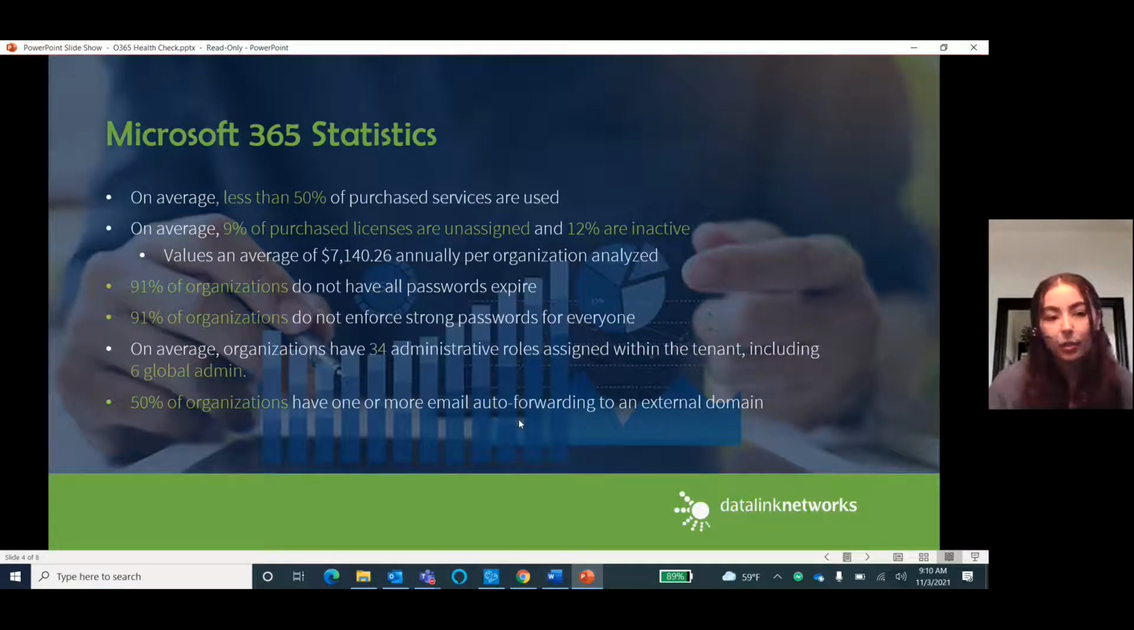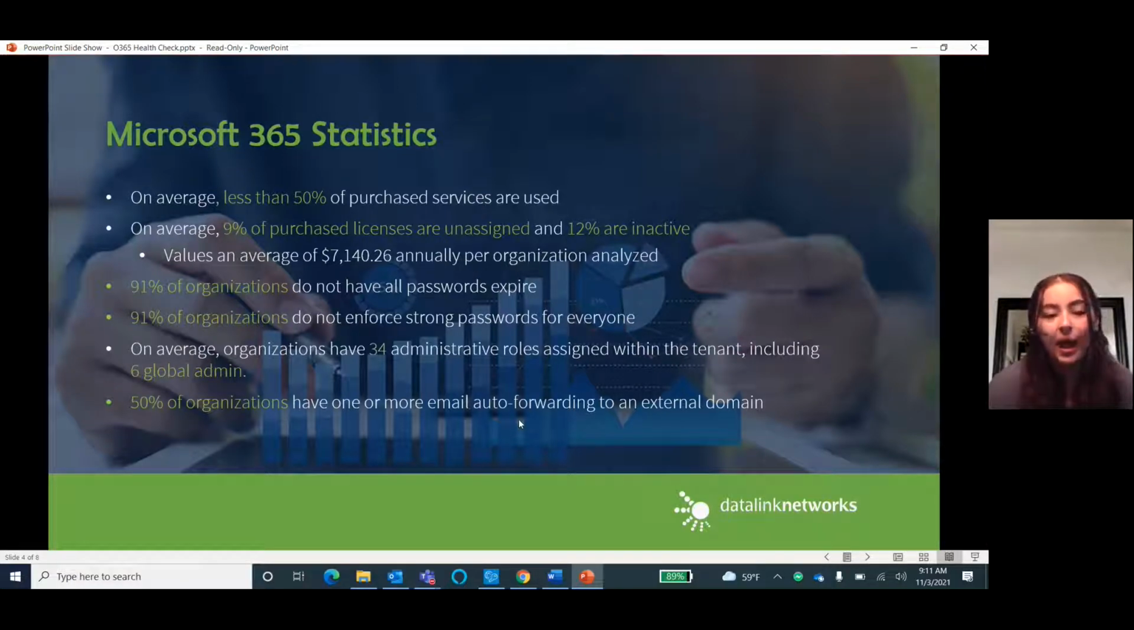We also found that 91% of organizations do not have all of their passwords set on an expiry policy. Some of them may have had no passwords expire. Some of them may have had 50 or 75% of passwords expire, but 91% did not have every single password expire. Similarly, 91% of organizations did not enforce a strong password for everyone across the board. So again, it could have been 50%, 75%, 90%, but not for everyone. Both of those, depending on your organization's stance on it, could be security concerns, as those are typical security settings.